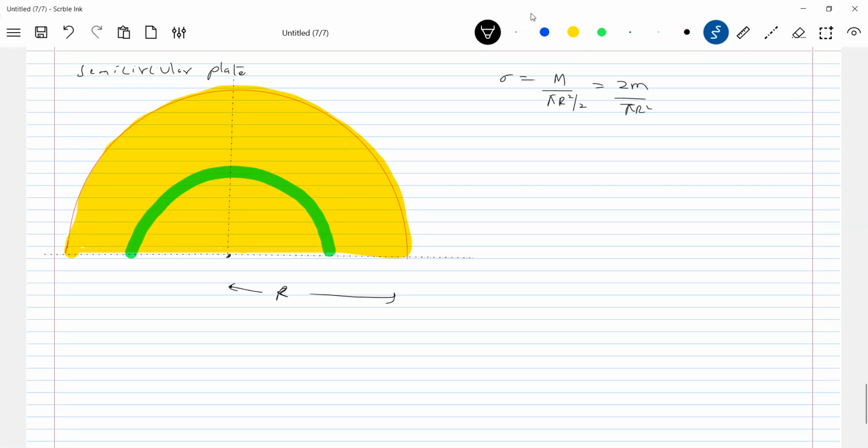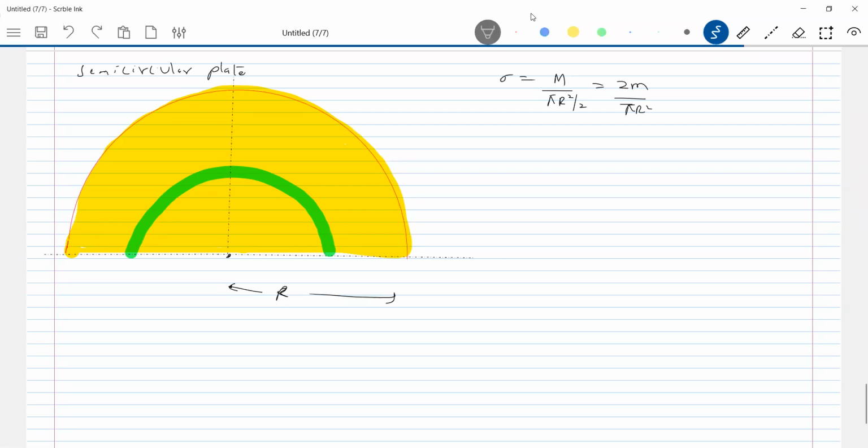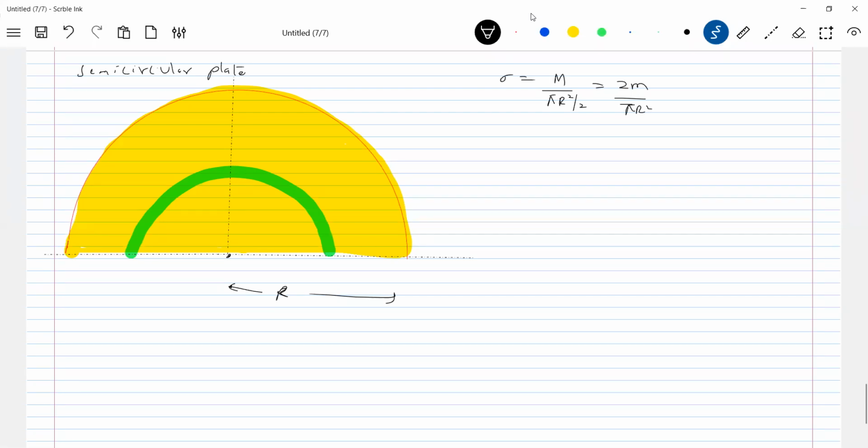What is pi r square? Area of circle, area of the disk. Half of the area will be the area of the semicircular plate. So 2m by pi r square. So this is what? Area density, not volume density. Linear density, area density, volume density. So this we define as area density.